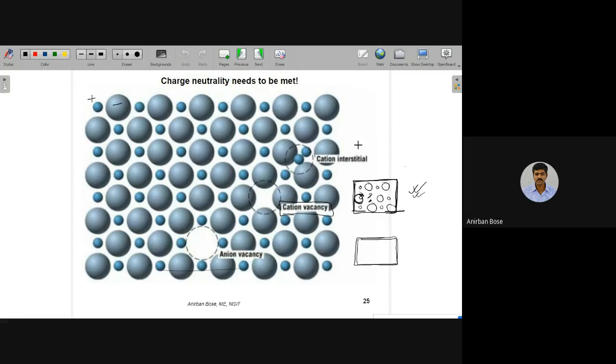So these are the different kinds of defects. That is why it has been shown that cation interstitial is a kind of defect, cation vacancy is a kind of defect, and anion vacancy is a kind of defect. These are the different kinds of defects which are possible in ionic crystals. And definitely the most important defects in ionic crystals are Frenkel and Schottky imperfections. Clear?